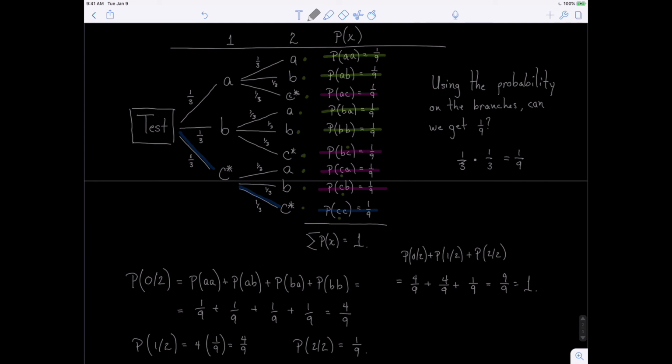In other words, if you multiply the probability that we wrote on the branch, you can find the probability of the associated outcome. So, in the next video, we're going to condense this and see how we can use this even more.